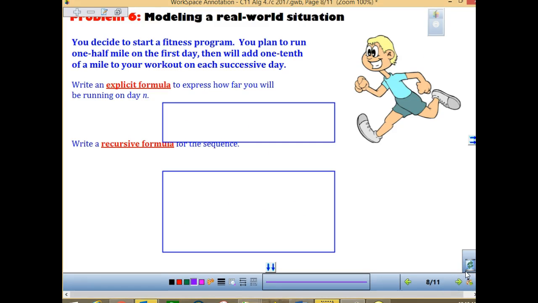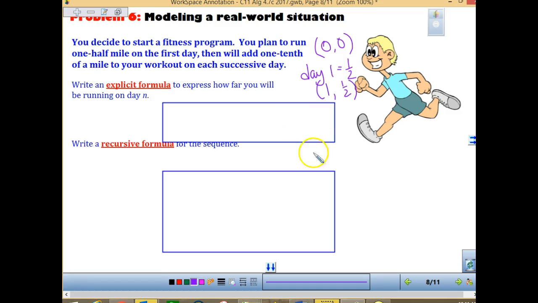All right. So you decide to start a fitness plan. You plan to run a half a mile the first day, then 1/10 of a mile more each successive day. We want to write our explicit formula for how far you will run on n days. So on day 1, how much did you run? You ran a half. Because at 0 days, you haven't run anything yet.